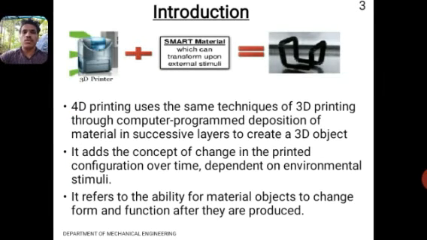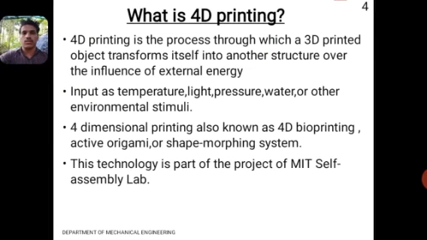4D printing. 3D printing through computer composition of material in successive layers to create a 3D object. Show above figure, and it adds the concept of change in the printed configuration over time depend on environmental stimulation. It refers to the ability for material objects to change form and function after they are produced.